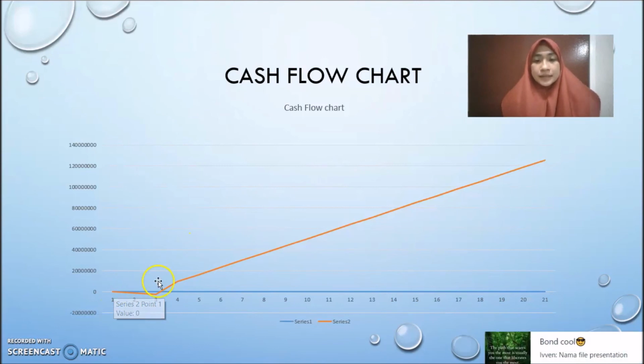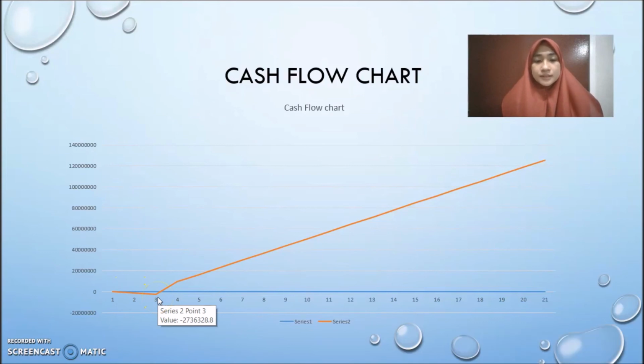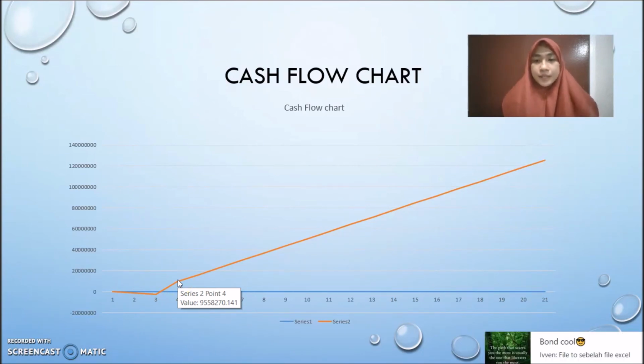Okay, for our cash flow chart, we do not gain any profit for the first 3 years, and in the following years we continuously get profit because we can sell the sugar well.